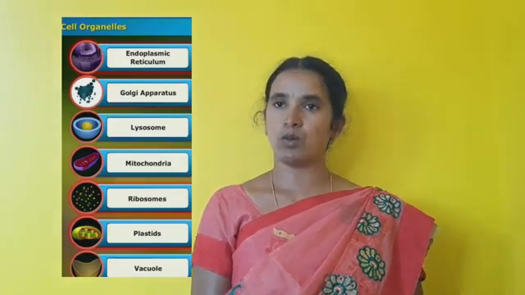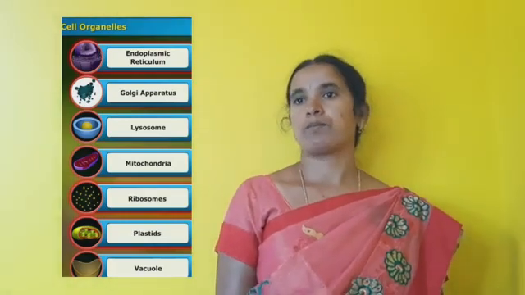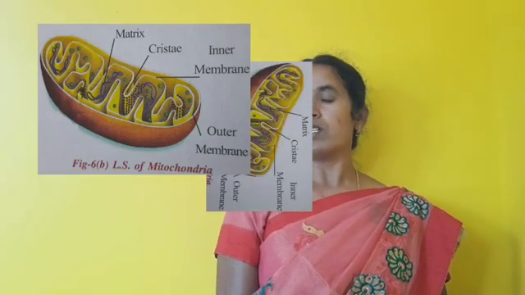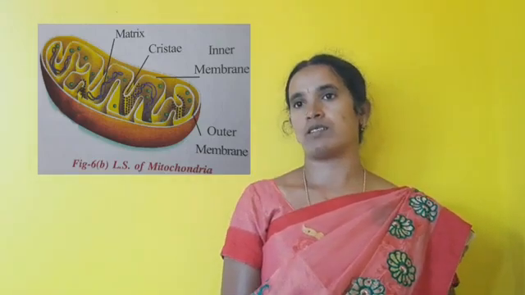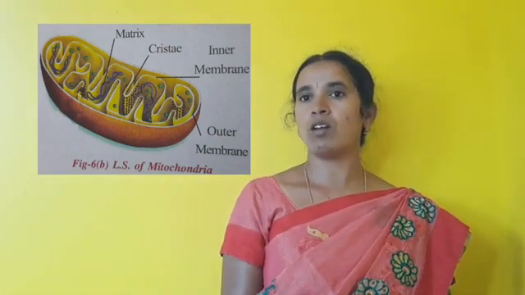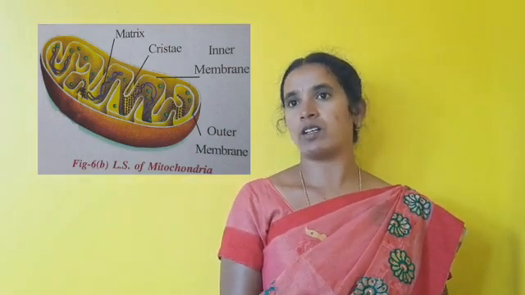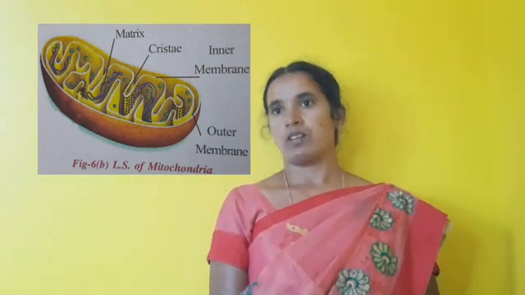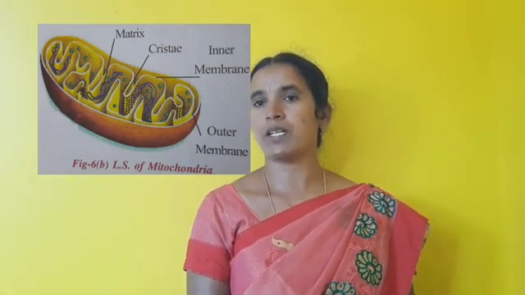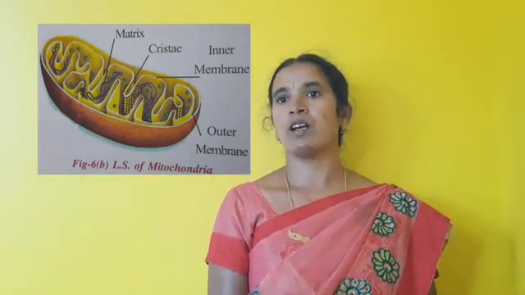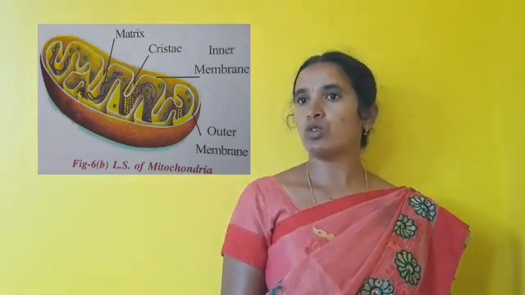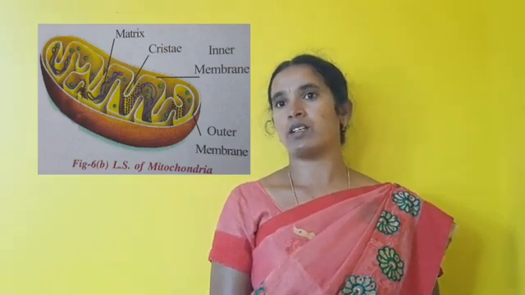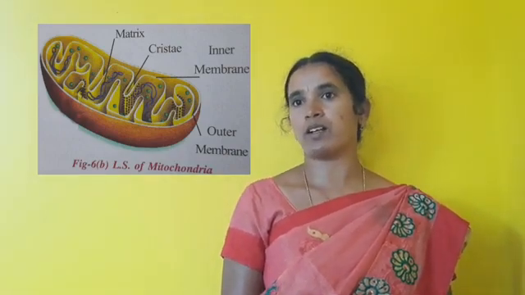First of all, we will discuss mitochondria. Mitochondria are small spherical or cylindrical organelles. They are present in the cytoplasm. Mitochondria length is 2 to 8 microns, width 0.5 microns.